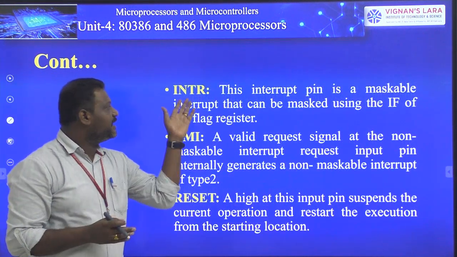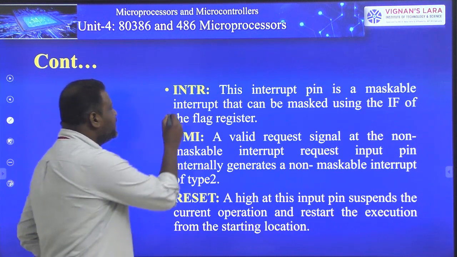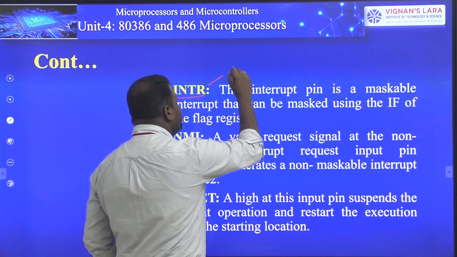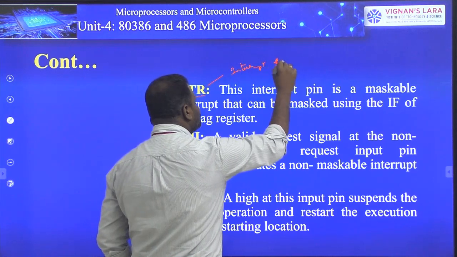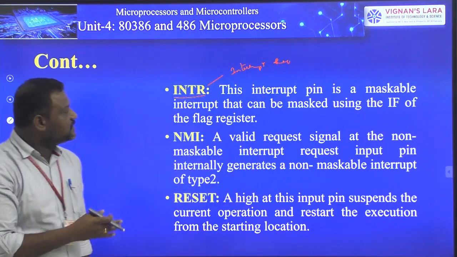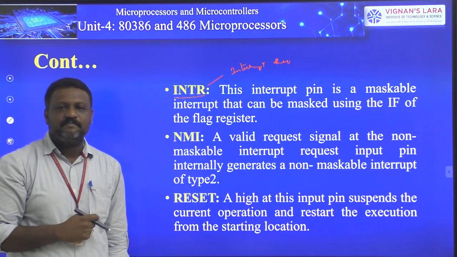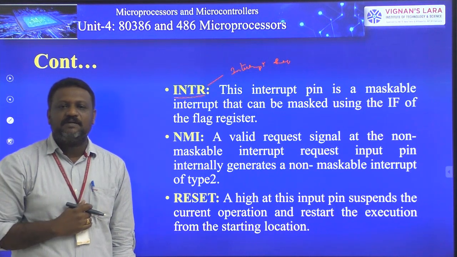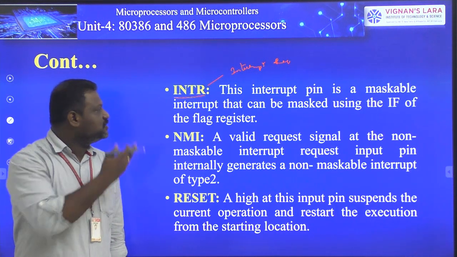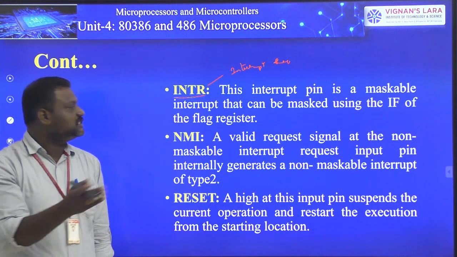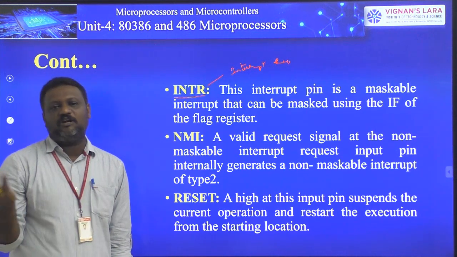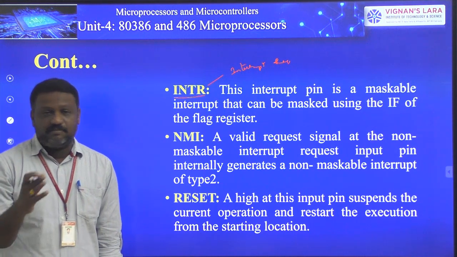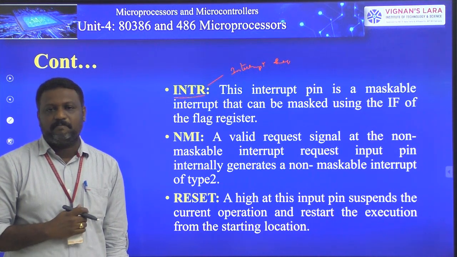The next one is INTR. Generally INTR means interrupt request signal. In 8086 also you may find this signal. It is a maskable interrupt. That means an I/O device may send an interrupt to your processor with the help of this INTR. That request may be accepted or it may be rejected. That may have a chance for our processor.